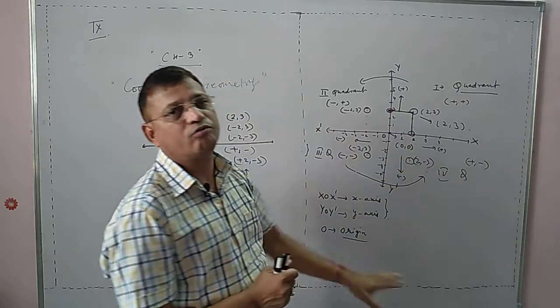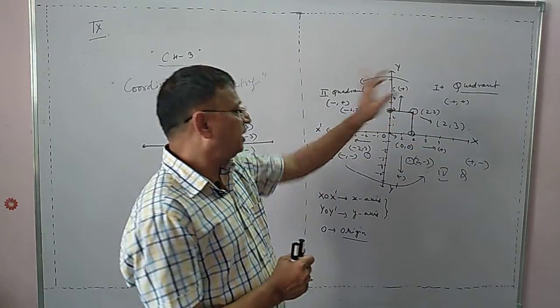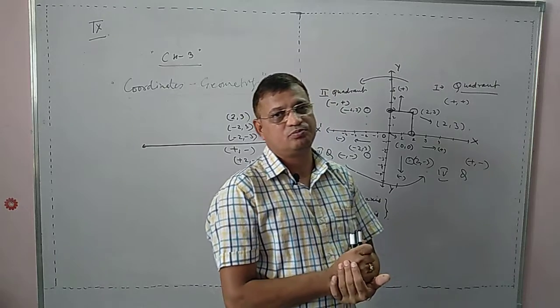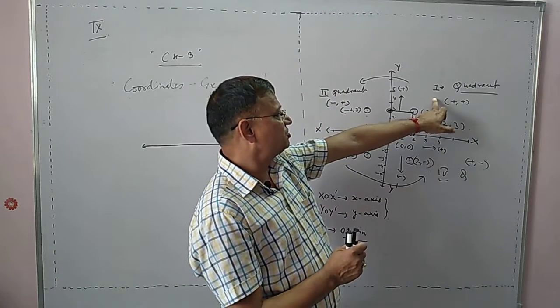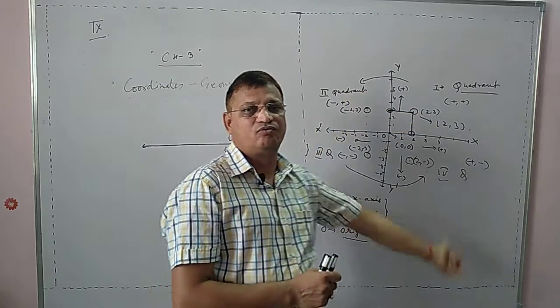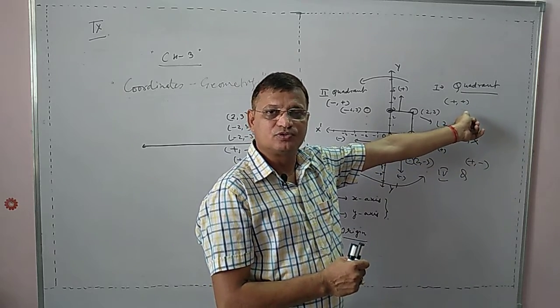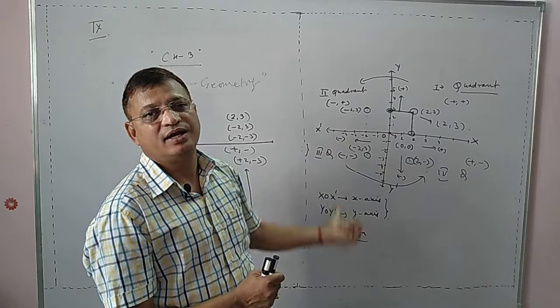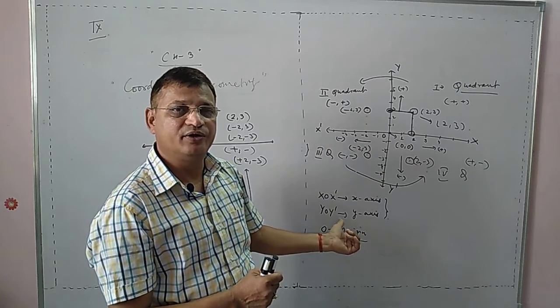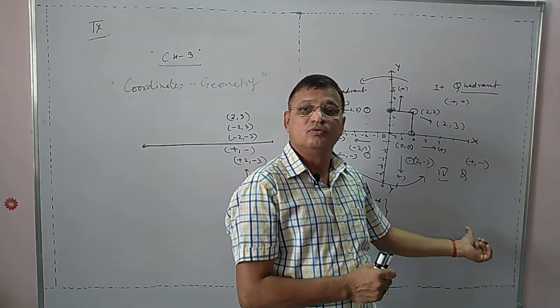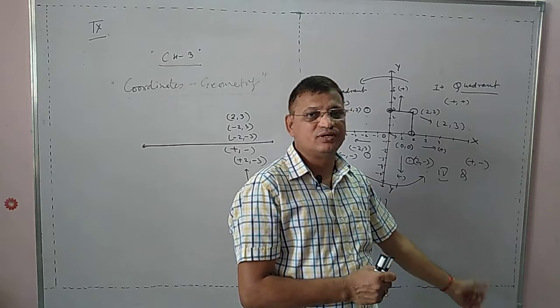In the first quadrant, plus comma plus, both coordinates are positive. In the second, minus plus, and in the third, both are negative, negative, negative, and in the fourth, plus comma minus. First is positive, second is negative.